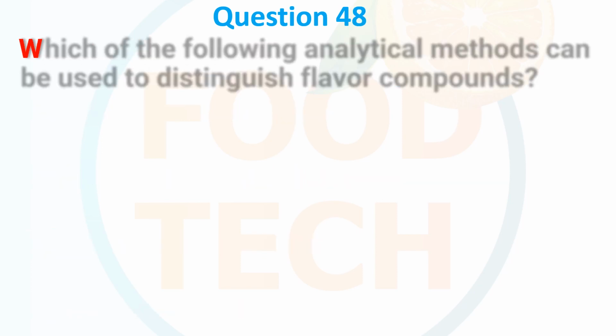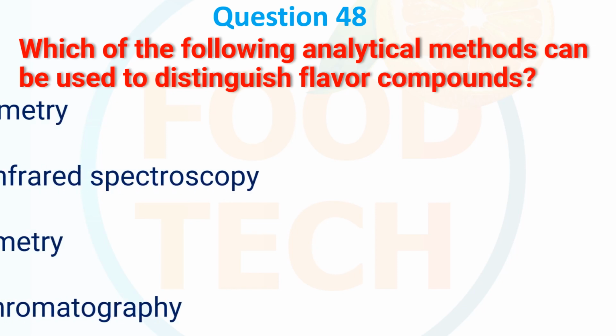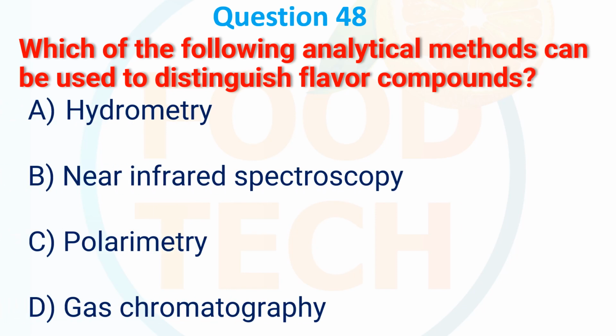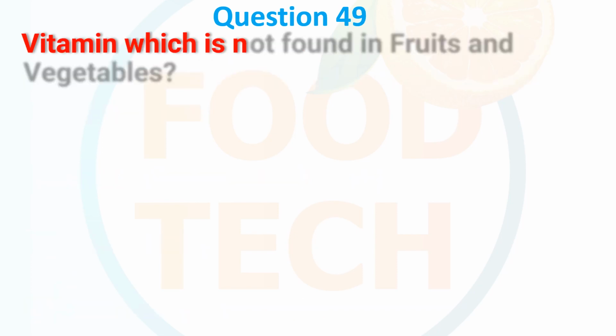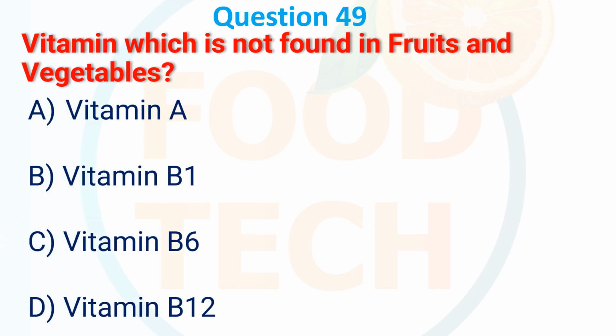For nutritive purpose. Which of the following analytical method can be used to distinguish the flavor compounds? A. Hydrometry, B. Near infrared spectroscopy, C. Polarimetry, D. Gas chromatography. The answer is D. Gas chromatography. Which vitamin is not found in fruit and vegetable? A. Vitamin A, B. Vitamin B1, C. Vitamin B6, D. Vitamin B12. The answer is D. Vitamin B12.